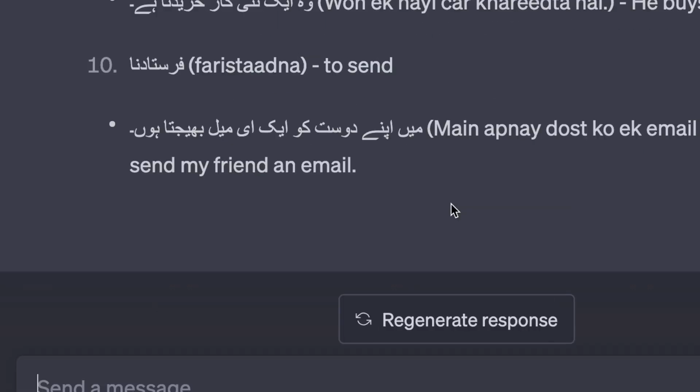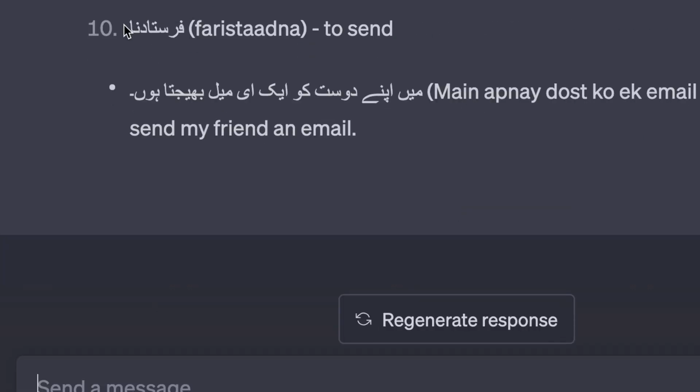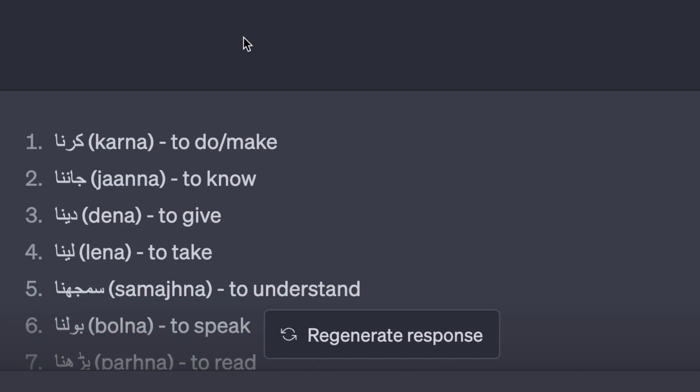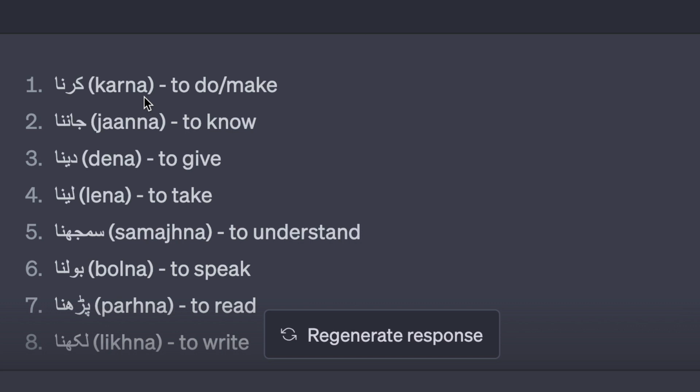I don't know about this verb though. I'm just surprised. This verb is not right. But let me go to the top and I'm going to pronounce each verb one by one.